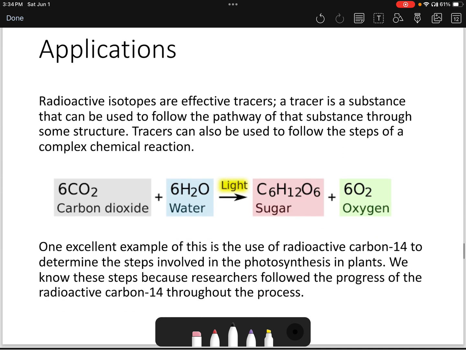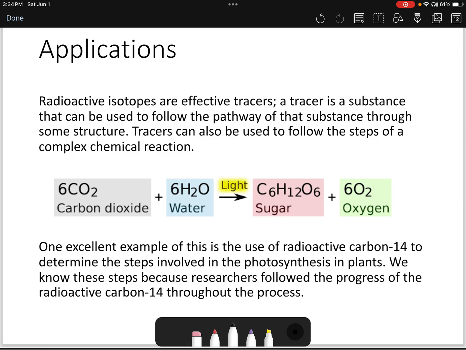All right, so let's talk about some applications of radioactive isotopes. So one really useful application is what are called tracers. So a tracer is a substance that can be used to follow the pathway of a particular substance through some structure or some reaction. So down below we have the reaction for photosynthesis in plants. So carbon dioxide will react with water to produce sugar and oxygen.